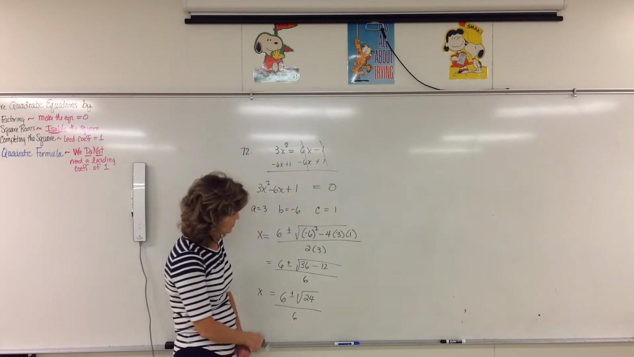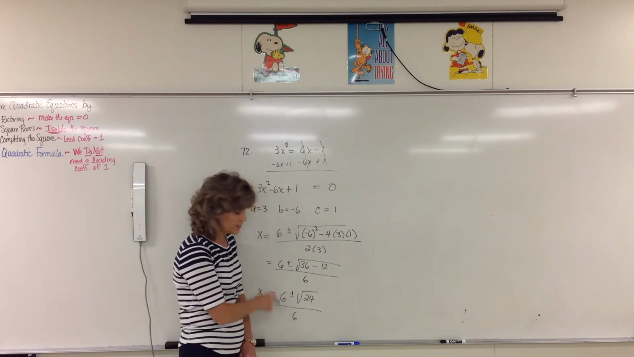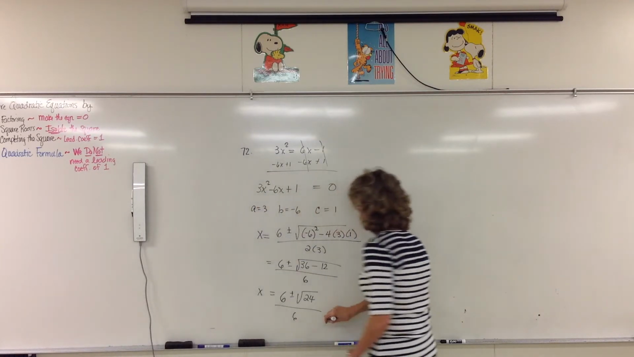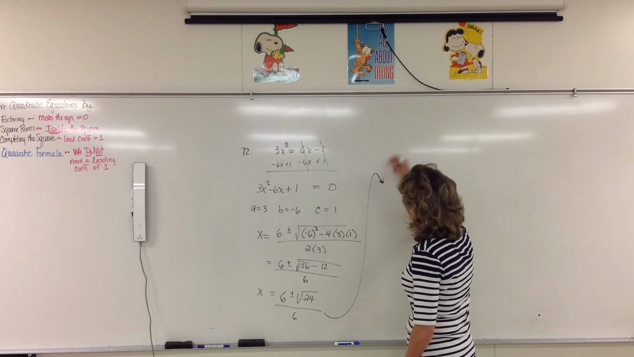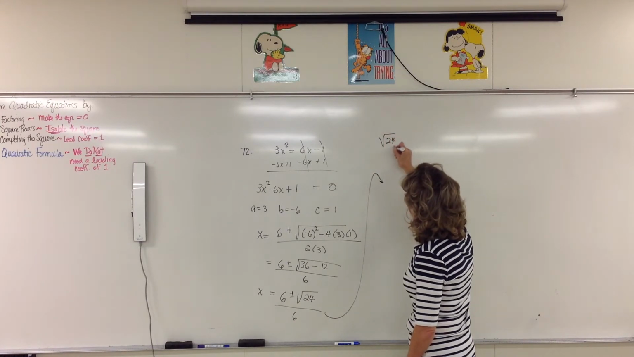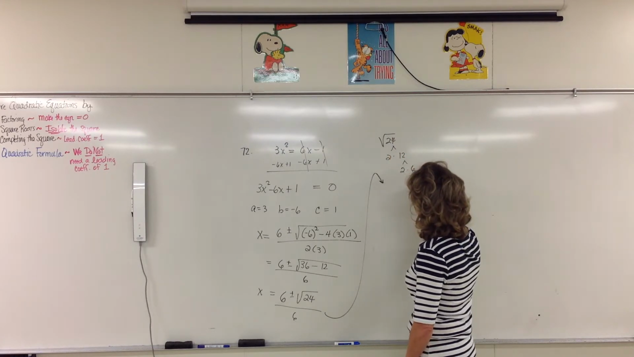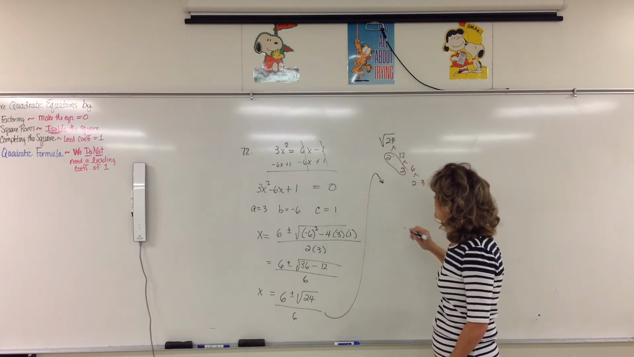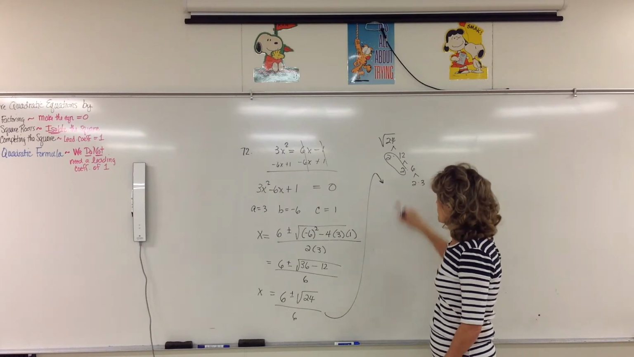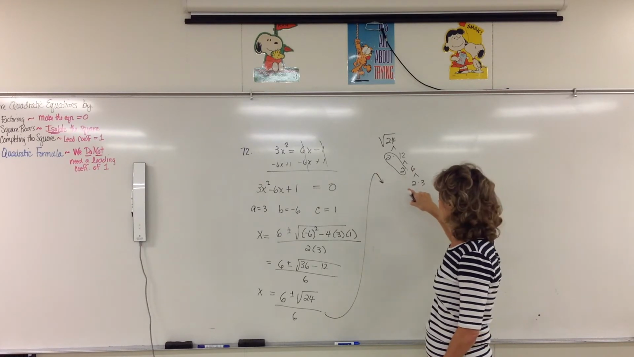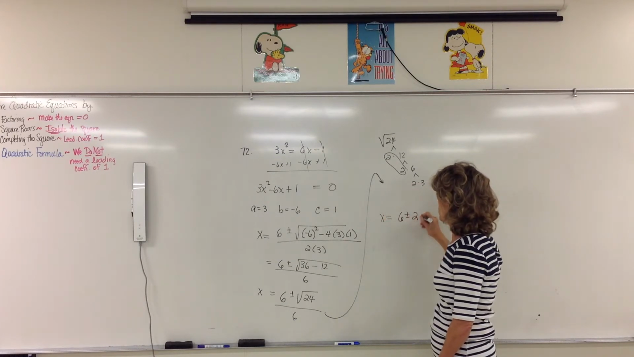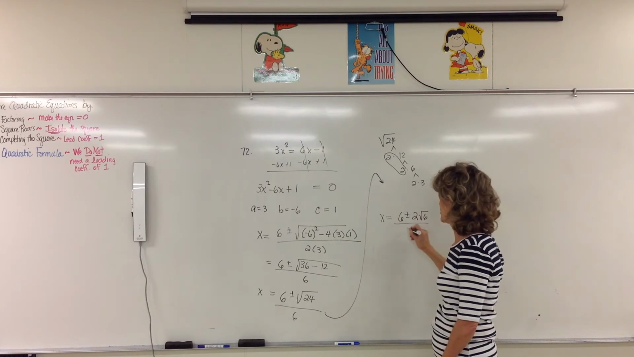Now, here's the deal. Can I cancel 6 over 6? No. Cannot, because those are terms we're adding on the top. Is there any way I could reduce this? Well, maybe. I've got to see, what about the square root of 24? That's 2 times 12, and then 2 times 6, and then 2 times 3. So we get to take out a 2. So the square root of 24, I can replace with 2 times the square root of 6. So x equals 6 plus or minus 2 times the square root of 6, all over 6.